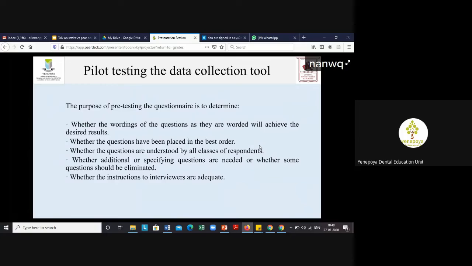Now, the most important point: pilot testing. Why do you have to do pilot testing? The purpose of pre-testing or pilot testing of a questionnaire is to see whether the wordings of the questions will achieve the desired results.